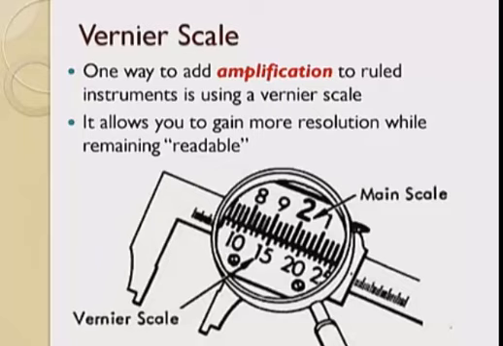It's to add amplification to a ruled instrument using the vernier scale. It allows you to gain more resolution while remaining readable. That is, you shouldn't have to use a magnifying glass if you want to get more resolution.